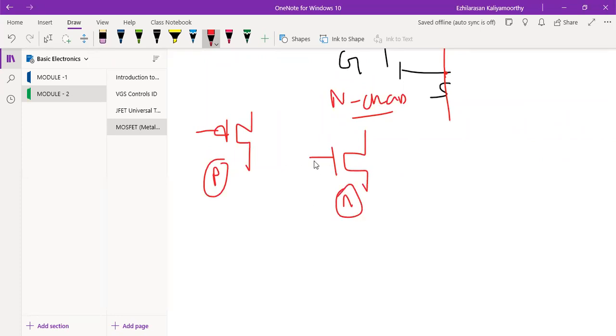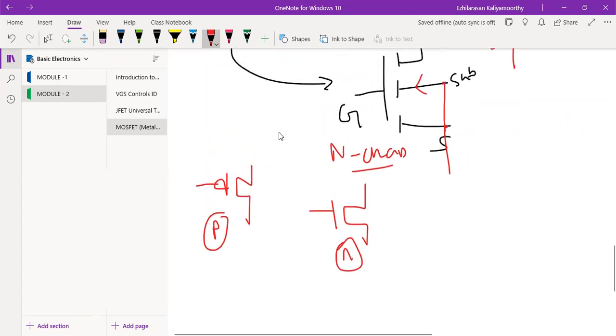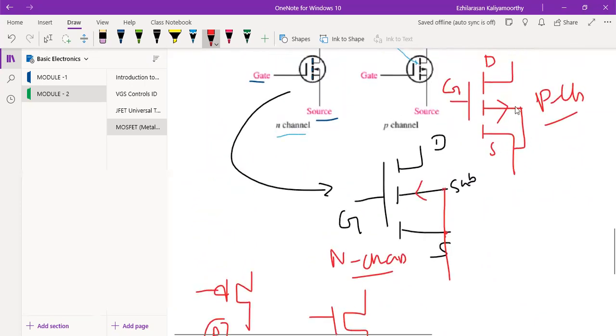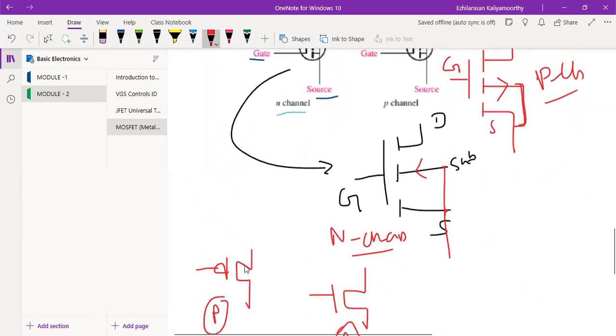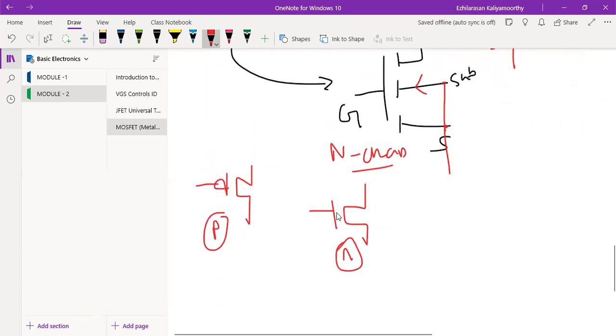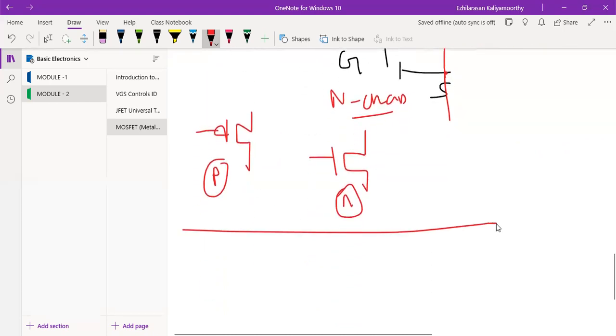This is very simple. So you may think, where is the third terminal? That is the substrate terminal, which is not there. Virtually, the substrate terminal is tied with the respective sources like this. It is connected internally, that is why it's not showing here. So now what we will do, we will see it elaborately.